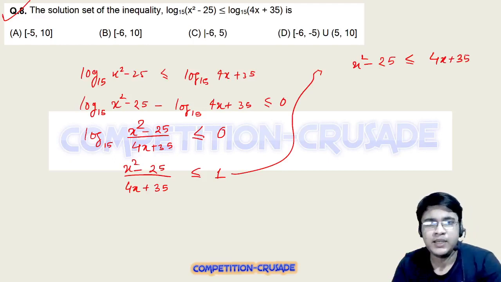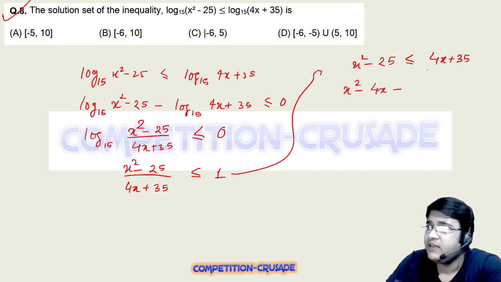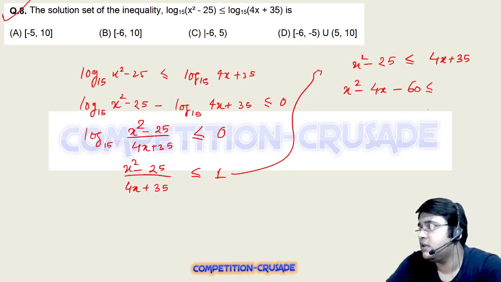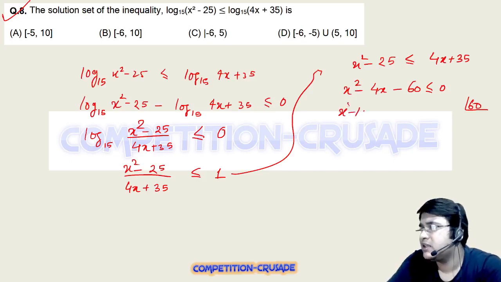So x square minus 4x minus 25 minus 35 is 60, so this is 60 less than equal to 0. Let's do this 60, I think 10 and 6 will do it, 10 and 6 will do. x square minus 10x plus 4x minus 60 less than equal to 0.